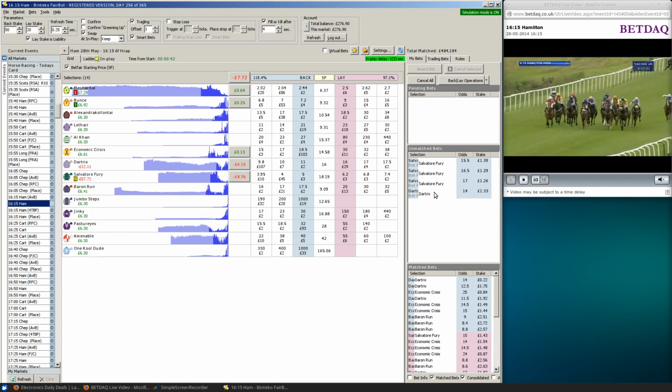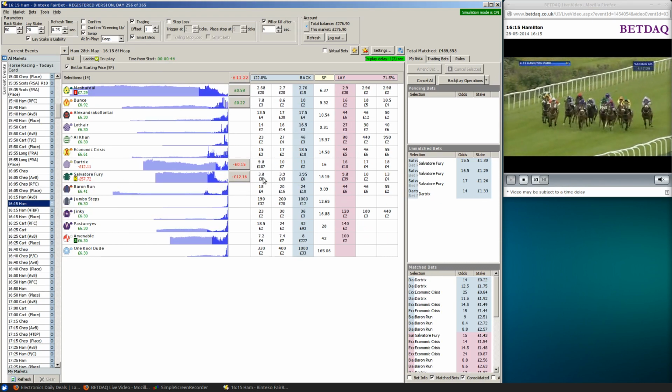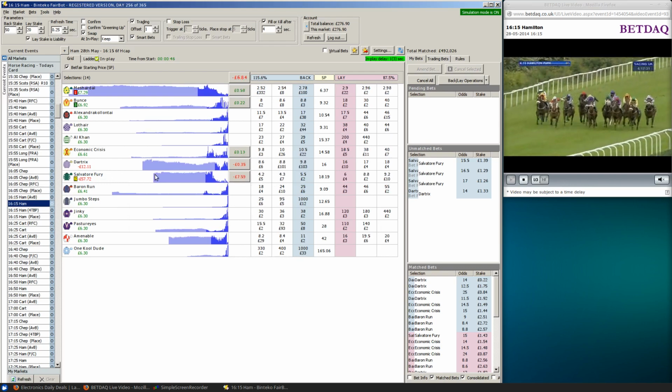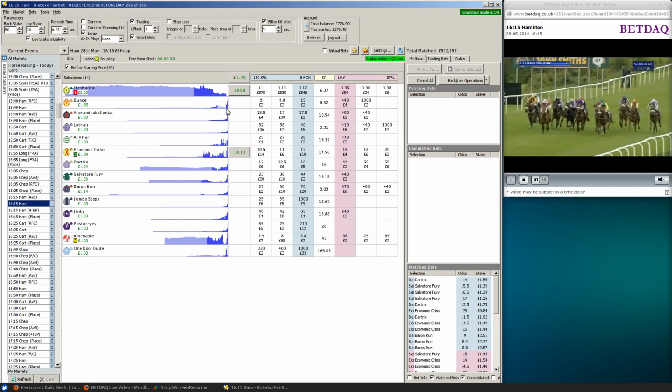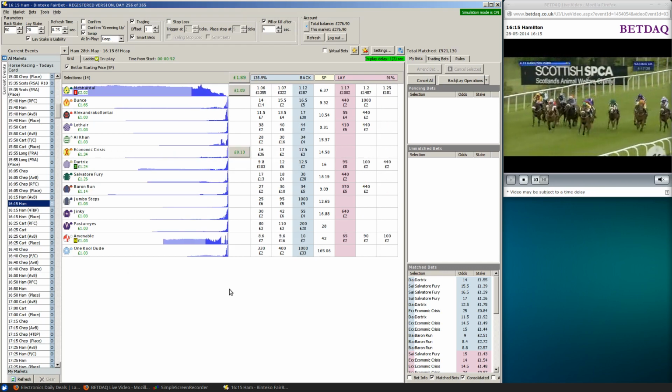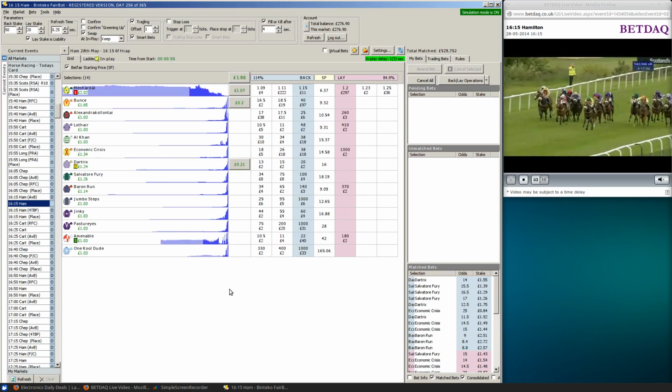The one that's the issue is Salvatore Fury. All 3 bets have been taken. Which one is it? Can't see it in the list there, but there it's been cleared out. And there we are, we've got a profit of £1, give or take.